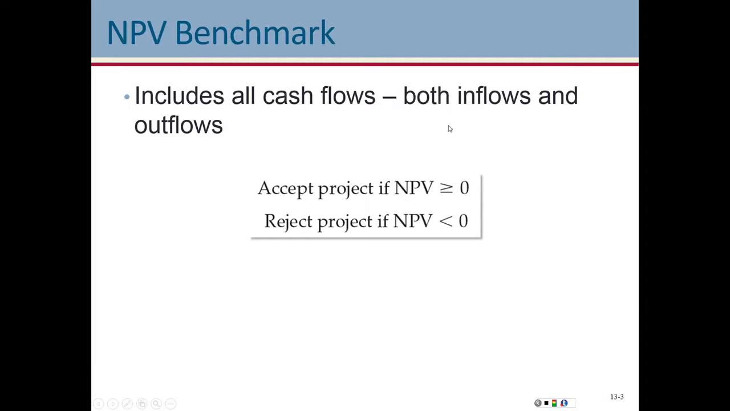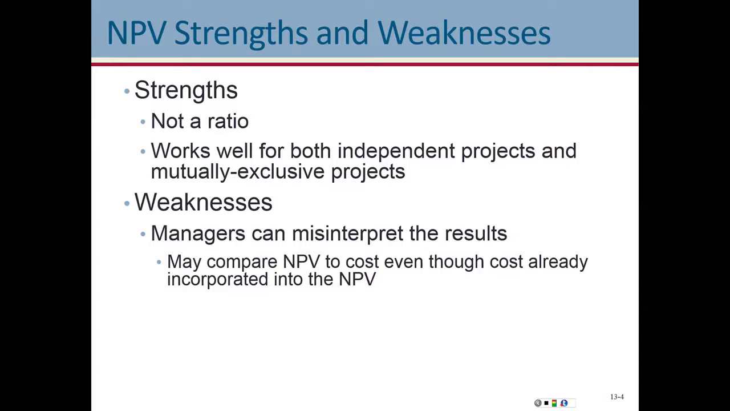So that's what we want to do, right? We accept the project if our NPV is positive or equal to 0. Equal to 0 is a little fuzzy, but let's say if it's positive, we accept it. If it's negative, we reject it. Now strengths: it's not a ratio, so money talks, and it works for any type of project. On the other hand, managers might not find it very intuitive when they interpret their results, right?